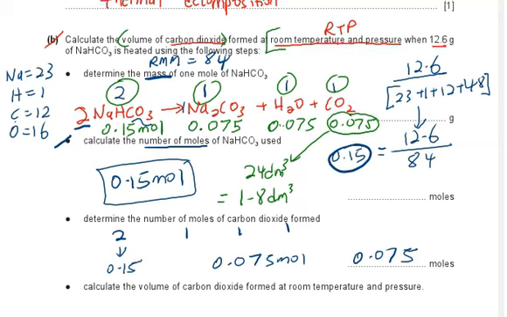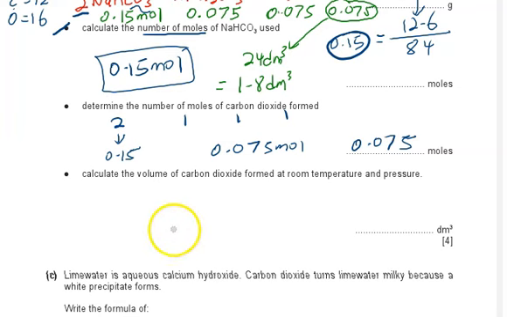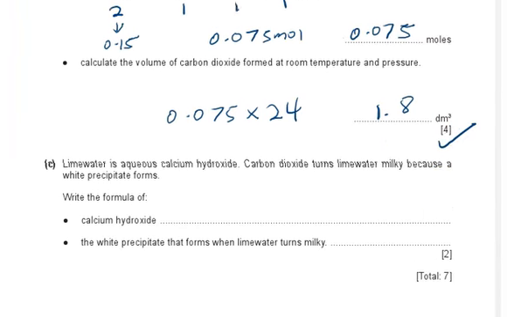And using the mole, we can answer the volume. So 0.075 multiplied by 24 will give you 1.8 dm cubed. So this is about a total of 4 marks there. Okay, now the next one.